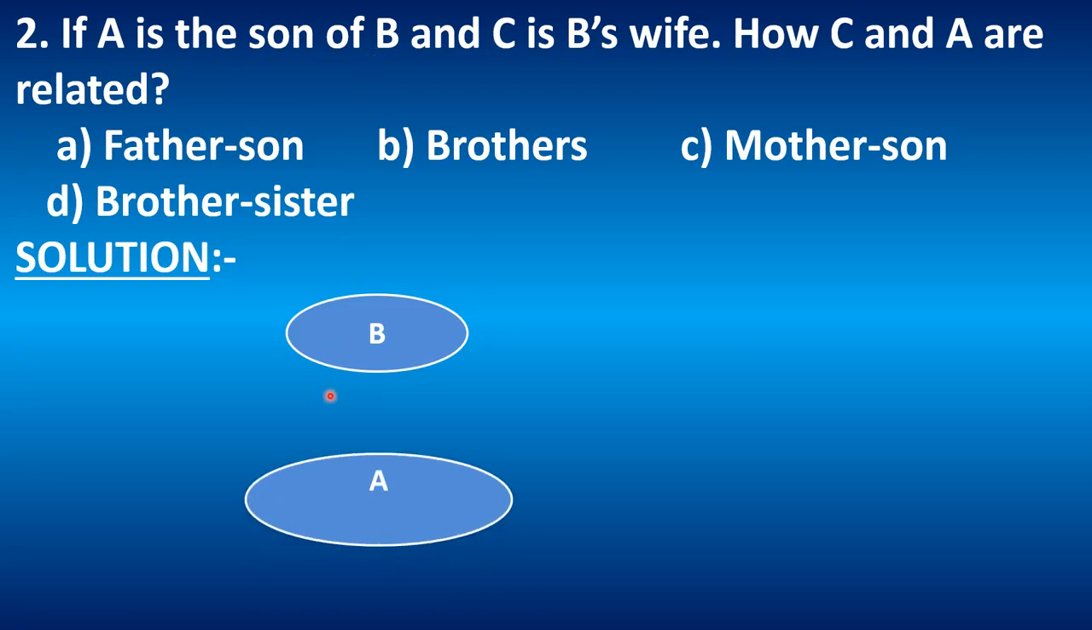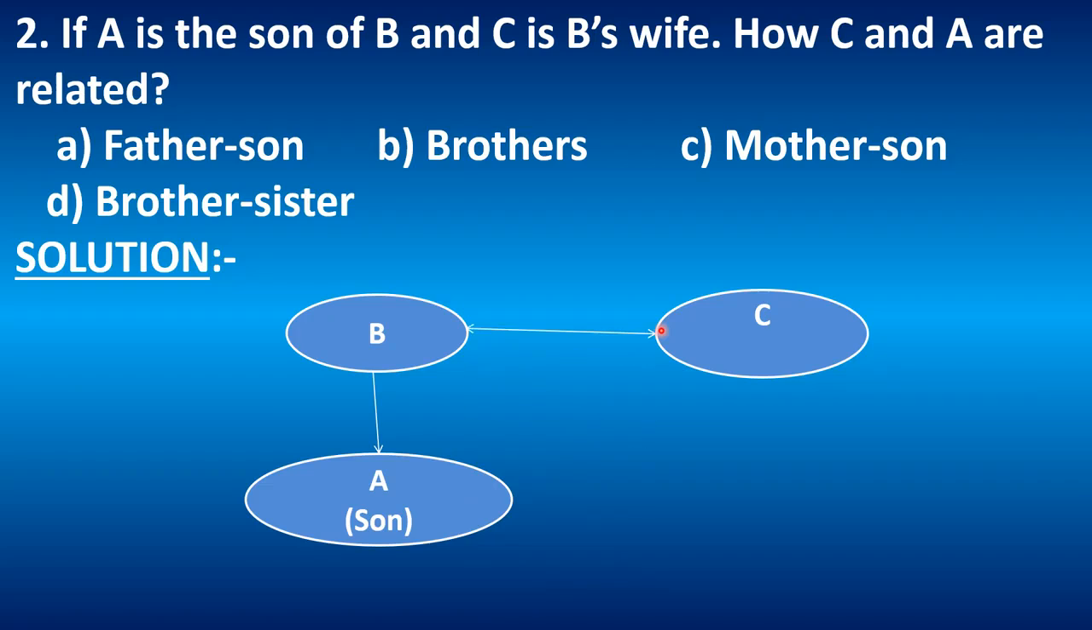So here we will write A. And what is the relationship? That A is the son of B. And the second is given, C is B's wife. C जो है वो B की क्या है? Wife. तो हम यहाँ पर C को ले लेते हैं.